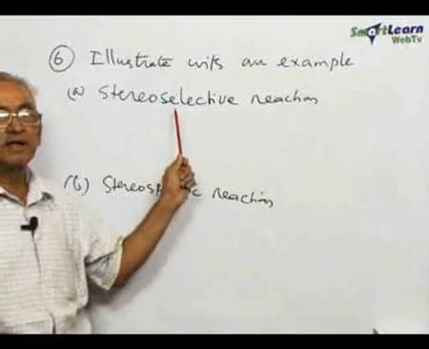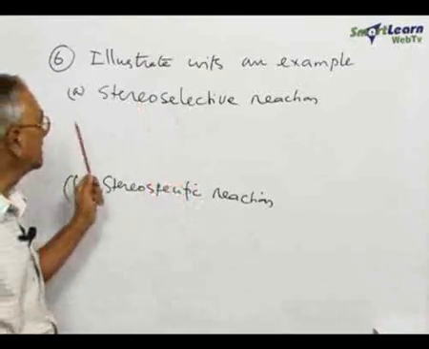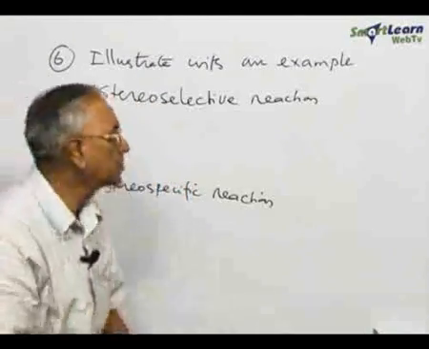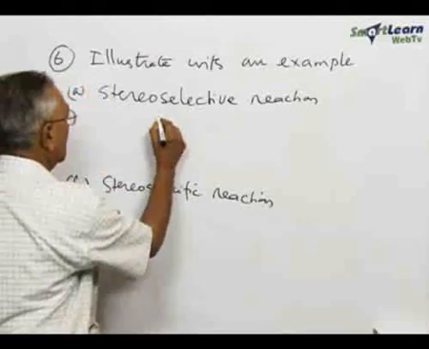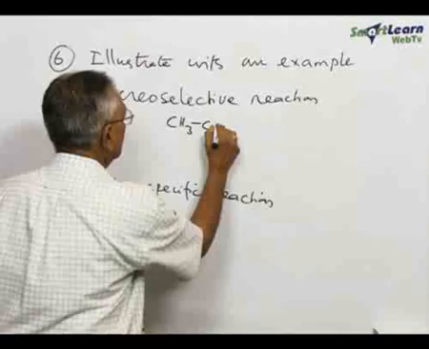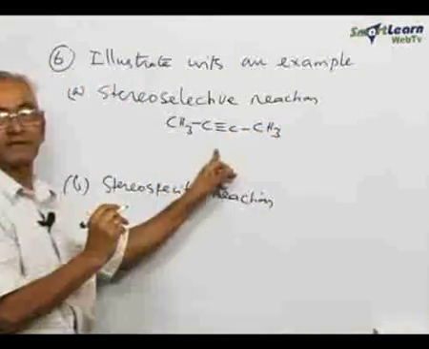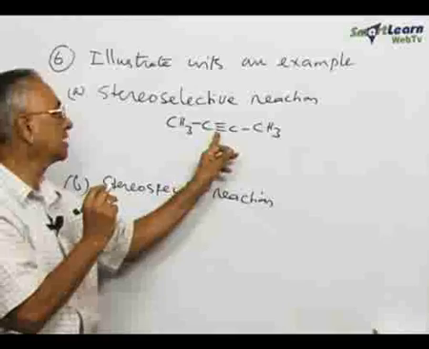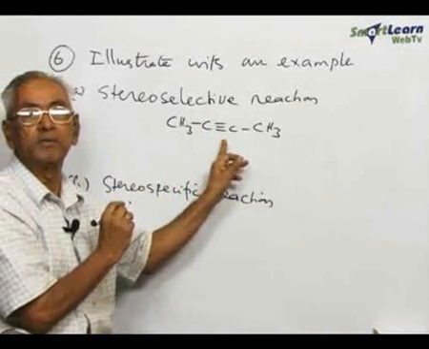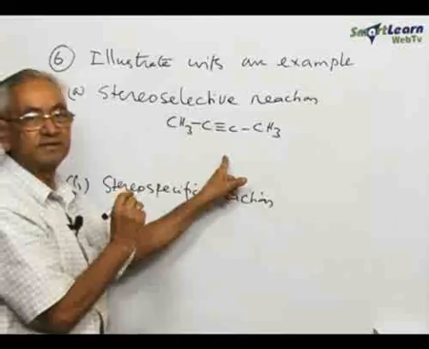First one: a reaction is said to be stereoselective when it gives two different products from the same starting material. As for example, we will take CH3 C triple bond CH3. This is actually 2-butyne. This is a 4-carbon system containing an acetylenic bond between 2 and 3 carbon atoms. The starting material is the same.